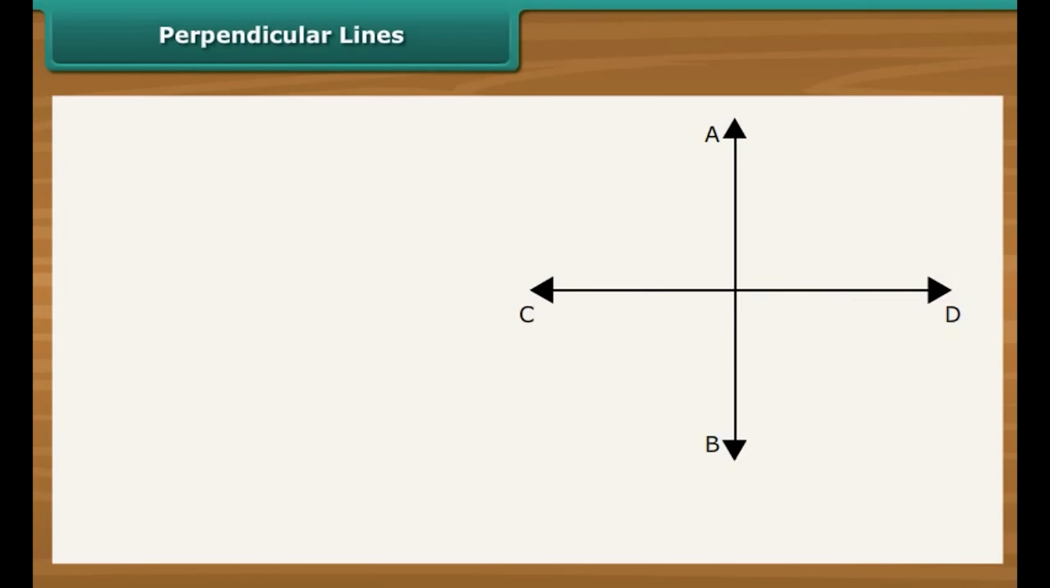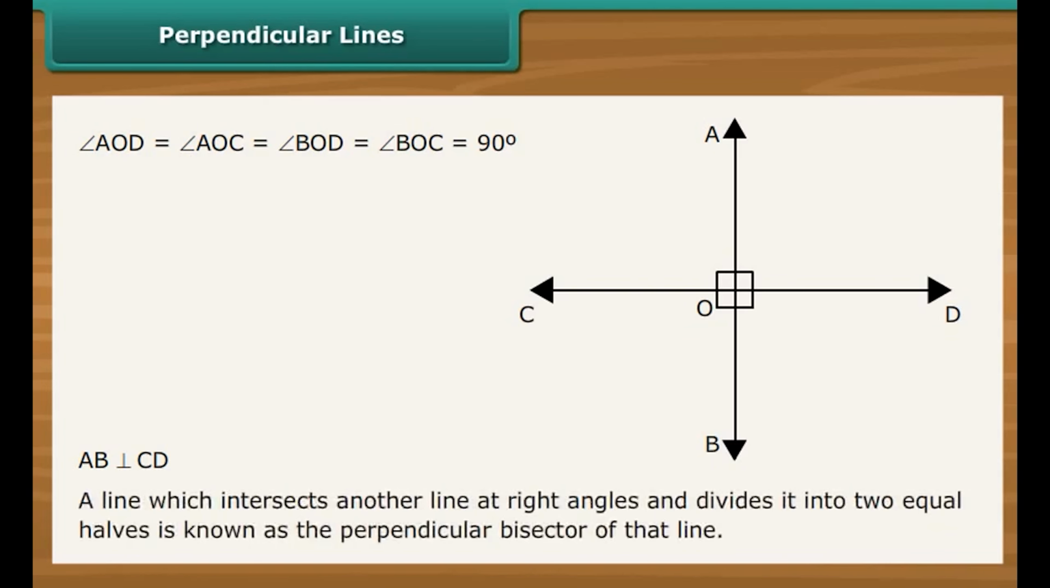Perpendicular lines. Look at these 2 lines. AB intersects CD. The point of intersection of the 2 lines is O. The 4 angles formed at the point of intersection are 90 degrees each. Therefore, the 2 lines are said to be perpendicular to each other. If O is also the midpoint of CD, then AB bisects CD because it divides CD into 2 equal halves. Such a line which intersects another line at right angles and divides it into 2 equal halves is known as the perpendicular bisector of that line.